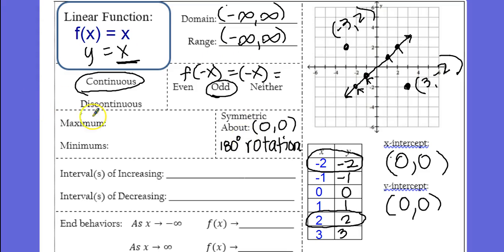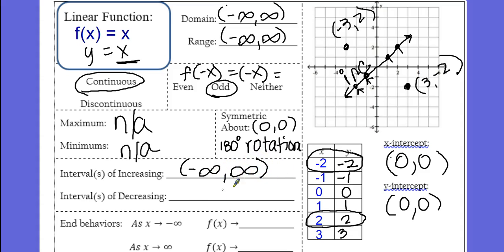Okay, does it have a maximum? Back to filling out our chart. Does it have a peak or a valley? So not applicable here. It doesn't have any of those. Okay, how about intervals of increasing? What is this graph doing as I read it left to right? All the time, it's increasing. If I start at -infinity, it's always going to be rising all the way to +infinity. So it does not have an interval of decreasing.